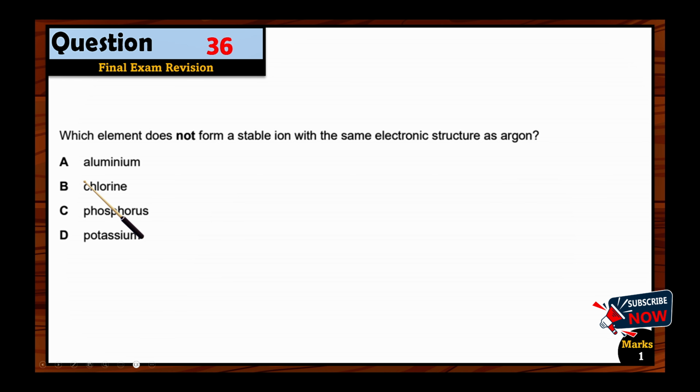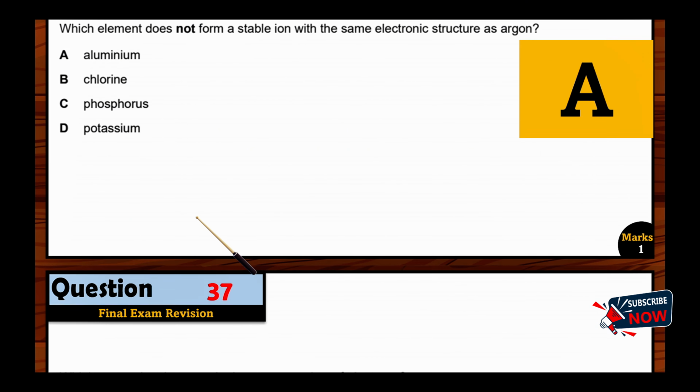But if you are confused, you can just check options B, C, and D. Let's see for chlorine. Chlorine is 17, right? So it will take 1 electron and become 18. Argon is also 18, so chlorine is right. Phosphorus has 15 electrons and belongs to group 5, so it will usually take 3 electrons, and then it will also become 18. Same with potassium: it has 19 electrons and is a metal, so it will lose 1 electron and have 18 electrons. So all these three will have 18 electrons, same as argon. So only aluminium cannot make a stable ion like argon. So option A is right.